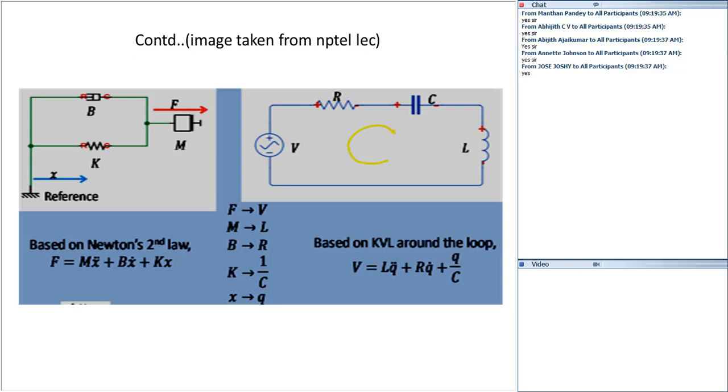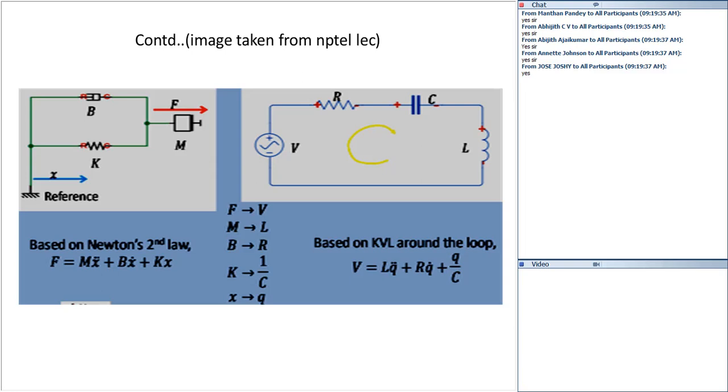So this spring mass damper system is analogous to a series RLC circuit with a voltage source. Based on the KVL around the loop, V is equal to L Q double dot plus R Q dot plus Q by C. This also I think everybody knows.